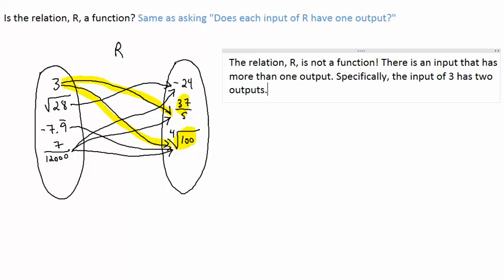Now, there are lots of other reasons. I mean, the input of square root 28 has one output, so there's nothing wrong with that input. There's nothing wrong with the input of negative 7.9 repeating because it has one output. But 7/12,000ths has three outputs. So there's another reason supporting that the relation R is not a function. Okay, so a function says every input value can only have one output value. I hope you understand relations, mappings, domain, range, and functions now.